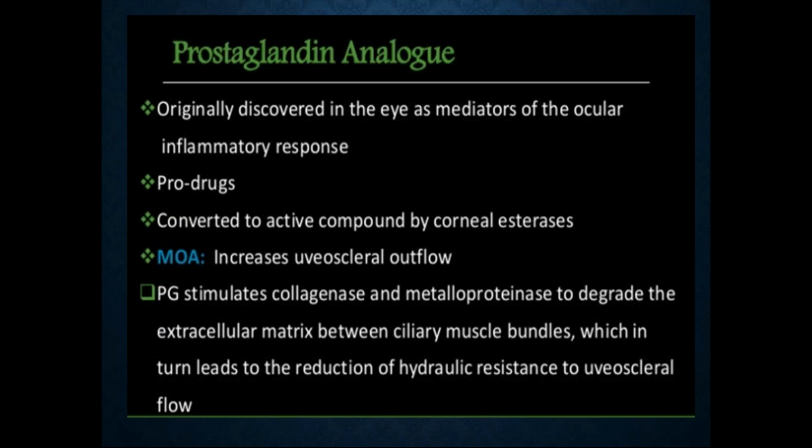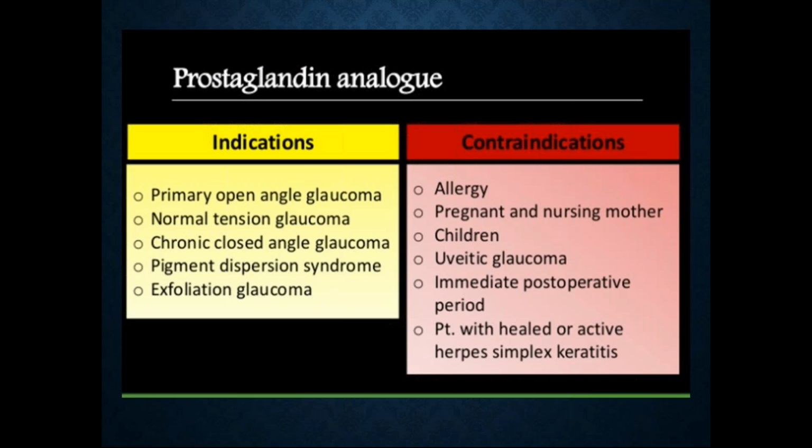Originally discovered in the eye as mediators of the ocular inflammatory response, it is a prodrug converted to the active compound by corneal esterases. The mechanism of action is very important: it increases the uveoscleral outflow. How does it increase the uveoscleral outflow? It stimulates collagenase and metalloproteinases, which also degrade the extracellular matrix in the ciliary muscle, which leads to reduced hydraulic resistance and further causes uveoscleral outflow. So you can just write the mechanism of action: it increases the uveoscleral outflow.